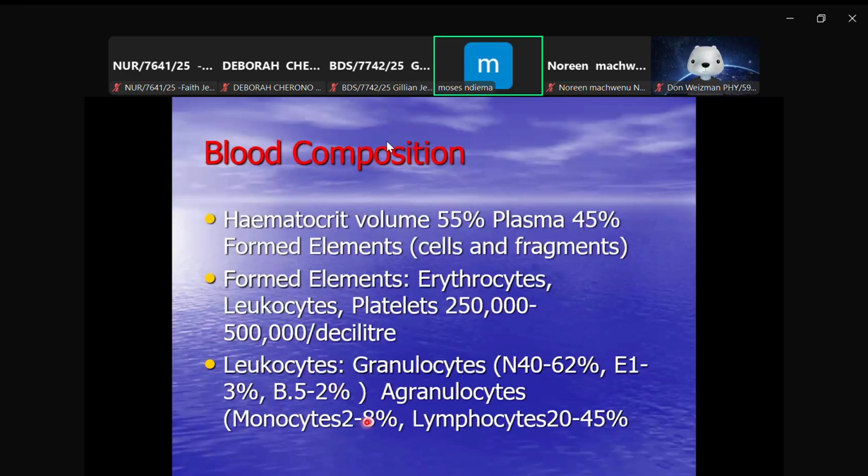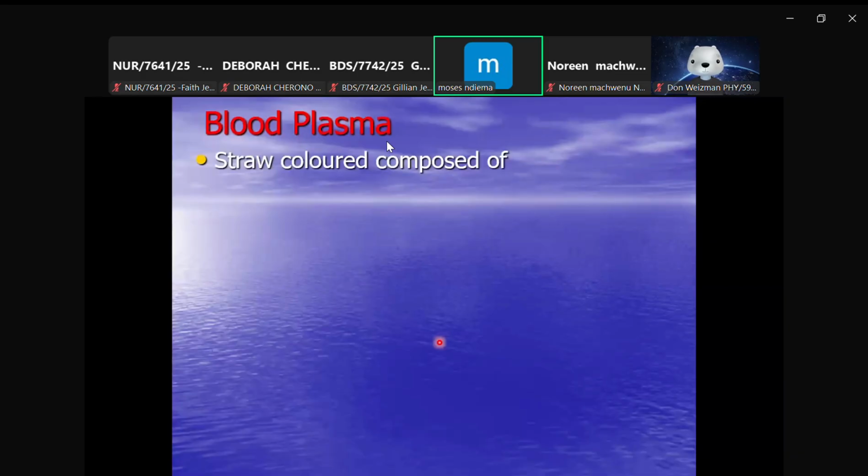Now, plasma is usually straw-colored, not completely clear, because of what it contains. Part of what it contains is the breakdown of red blood cell hemoglobin. The hemoglobin breakdown can give biliverdin and bilirubin. All those could be within the plasma, and therefore that gives it a straw color and not clear.